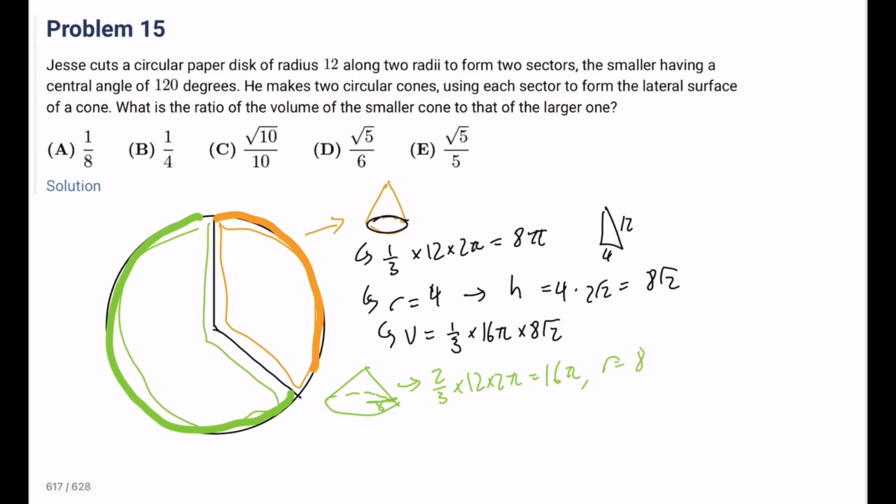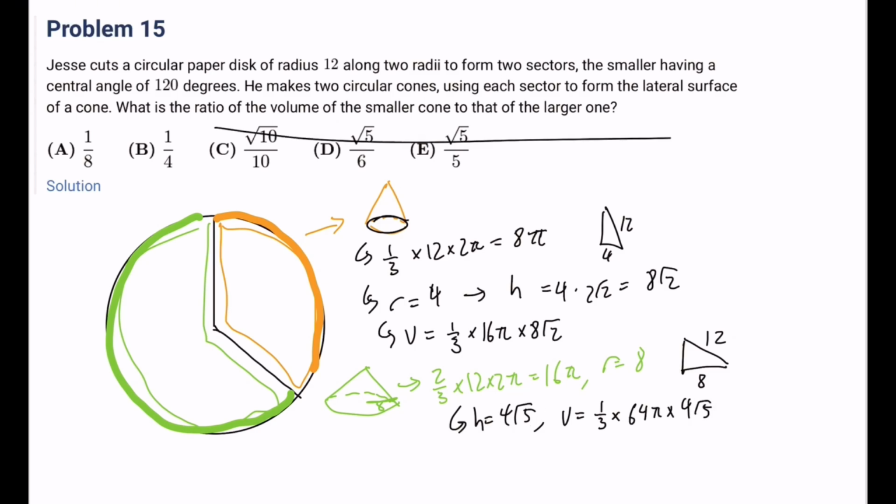And same thing, we have our triangle, and this is the same 12, and this is 8, and so we want this, and we can get that by the Pythagorean theorem. If we do that, we get that the height is 4 root 5, and so the volume is going to be 1/3 times, and then the radius is 8, so 64 pi times h, so that's 4 root 5. And so the ratio of the volume of the smaller to the larger cone is going to be something like this over this.